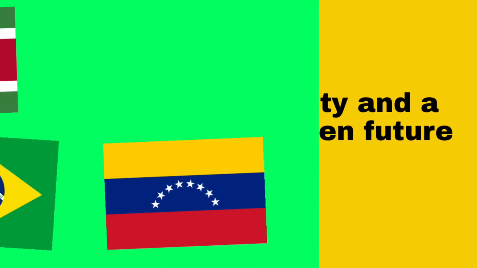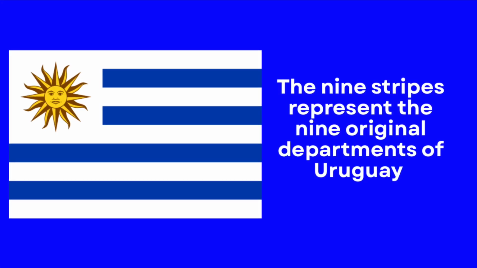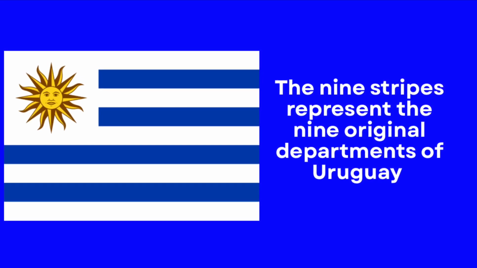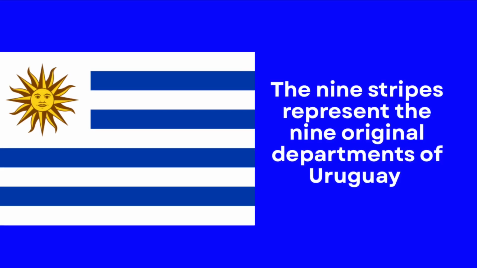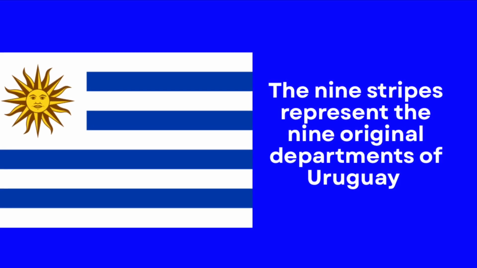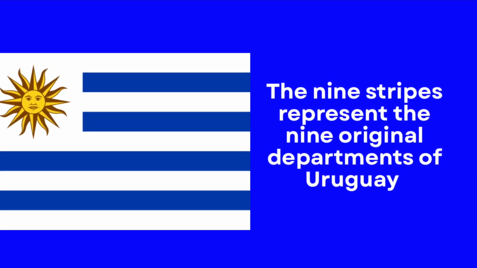Uruguay. The flag of Uruguay has a field of 9 equal horizontal stripes alternating white and blue. The canton is white, charged with the sun of May, from which 16 rays extend, alternating between triangular and wavy. The horizontal stripes on the flag represent the 9 original departments of Uruguay, based on the U.S. flag, where the stripes represent the original 13 colonies.